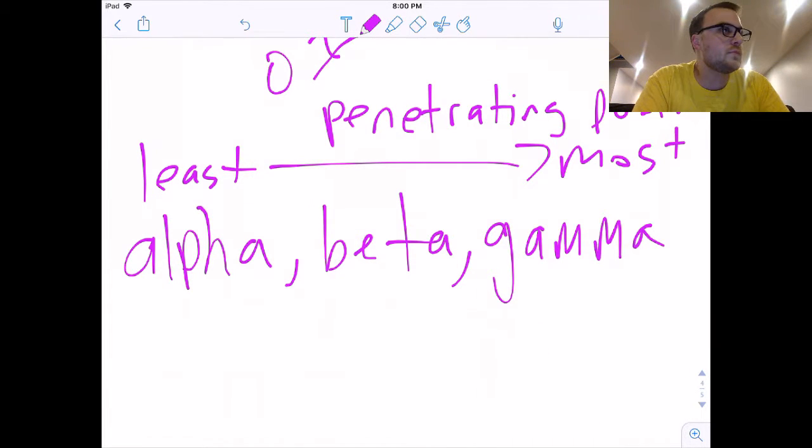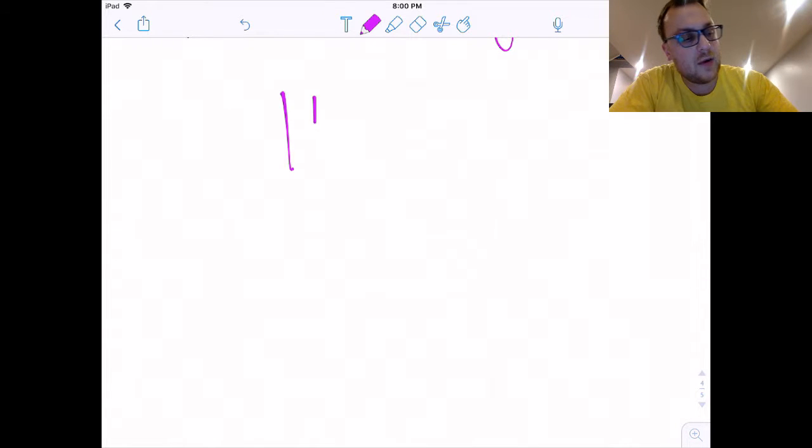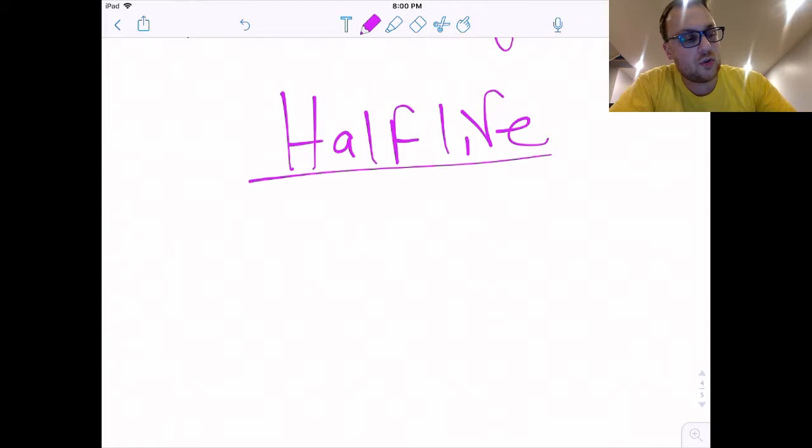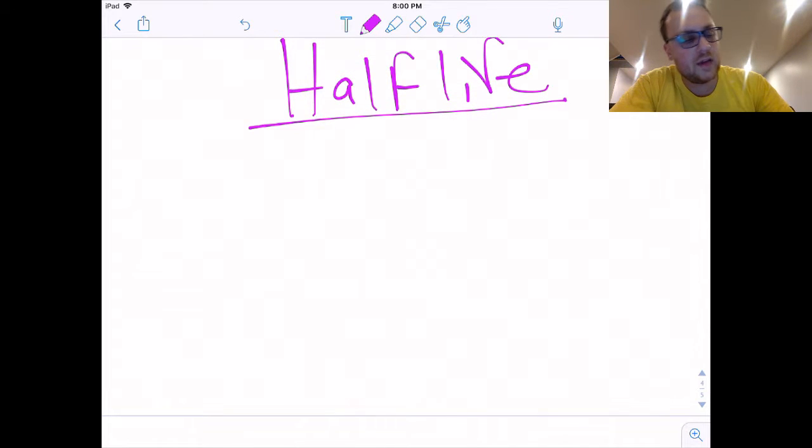That covers so much of nuclear already. Half-life. Let's talk about half-life. How I usually set up half-life problems is just by making a quick little chart. Not even a chart, just like a flow. But you always start with 100% of your substance, which is also equivalent to 1/1.